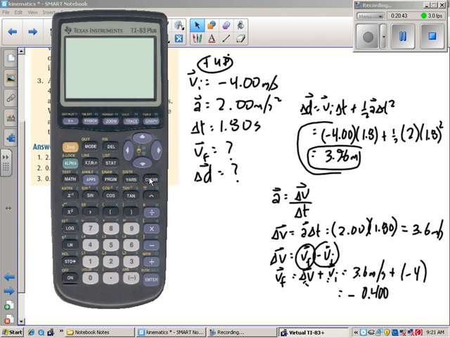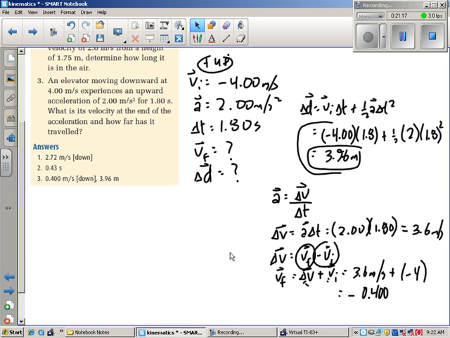Okay, let's say negative 4 times 1.8 is equal to negative 7.2. Let's add to that, put some stuff in brackets here, 0.5 times 2 times 1.8 squared, negative 3.96. Yeah, you're right. I guess they put positive because they were simply looking for how far it traveled, the distance, a scalar, and I just didn't even think of that. We solve for displacement, they solve for distance. Right? We're good with those?